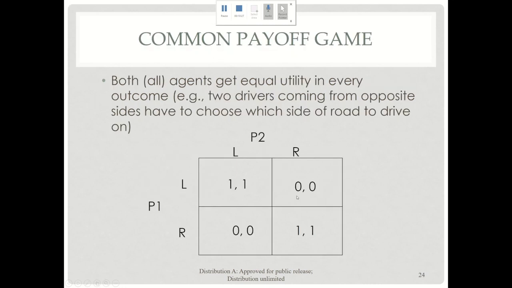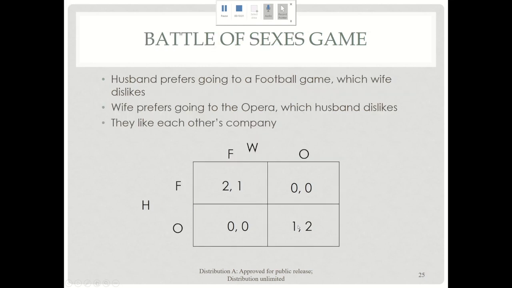Another game, common payoff, once again has two Nash equilibria here. And finally, the Battle of the Sexes game, a very well-known game, which says that husband and wife, two players, have certain preferences over the choices. Husband prefers going to the football game, wife prefers to go to the opera, and they dislike either of those alone, but they like each other's company. So this is the payoff matrix, and once again these two will be the Nash equilibria, FF and OO. You can try those later on.